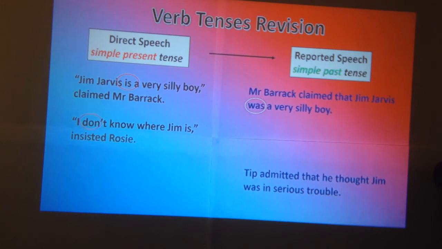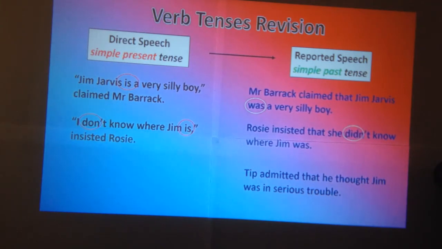Let's go to the next one. "I don't know where Jim is," insisted Rosie. So I've circled the word "don't", because that is in present tense, and I've circled the word "is". In reported speech, that would be Rosie insisted that she didn't know where Jim was. So I've circled the word "didn't", I've put that in past tense, and I've circled the word "was". Often when you see the word "was", we know we're in reported speech. It's past tense.